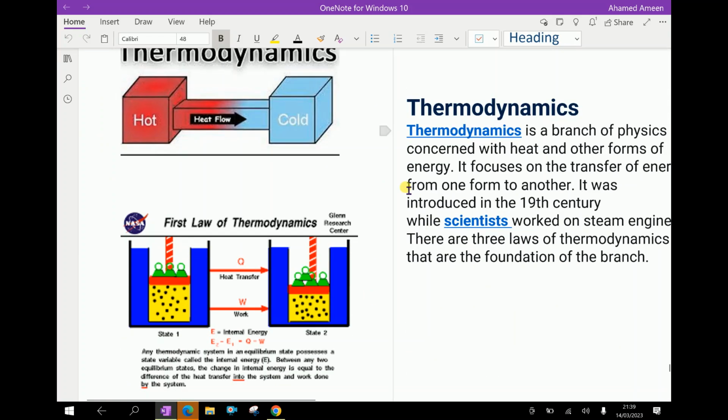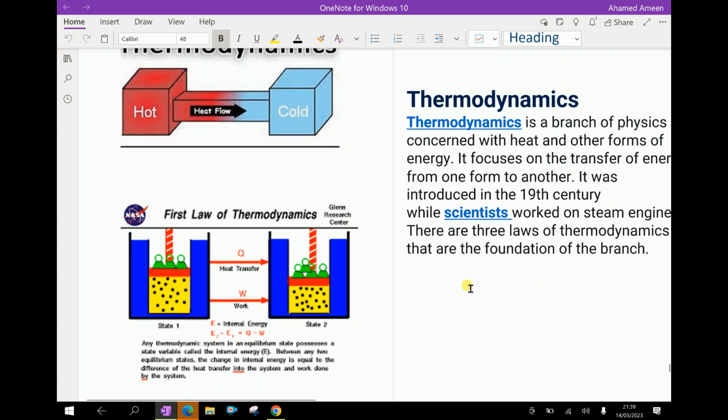Thermodynamics. Thermodynamics is a branch of physics concerned with heat and other forms of energy. It focuses on the transfer of energy from one form to another. It was introduced in the 19th century while scientists worked on steam engines. There are 3 laws of thermodynamics that are the foundation of the branch.